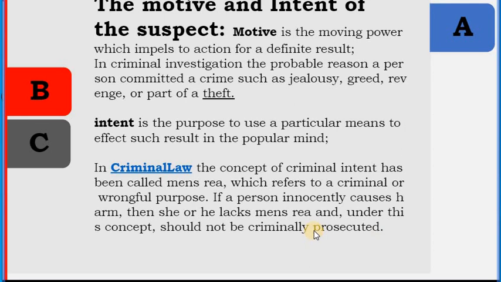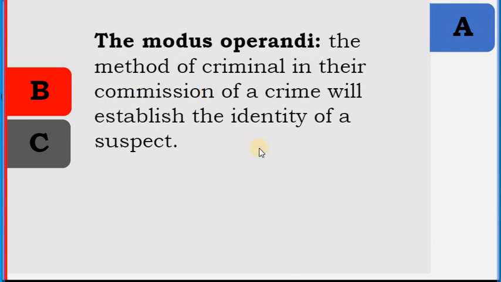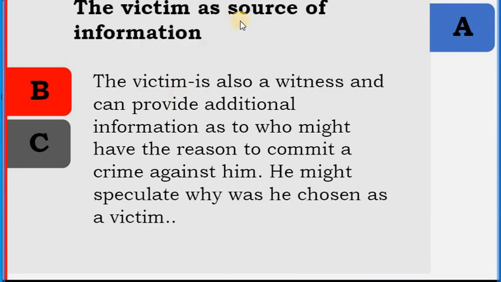Okay po. Next. Modus operandi. What is modus operandi? So, the method of a criminal in their commission of a crime will establish the identity of a suspect. Modus operandi, these are the methods of their operation. Di ba? Kunwari, merong martilyo gang, gumagamit ng martilyo para makanakaw. So, yun yung mga tinatawag nating modus operandi or MO. Next, the victim as source of information.